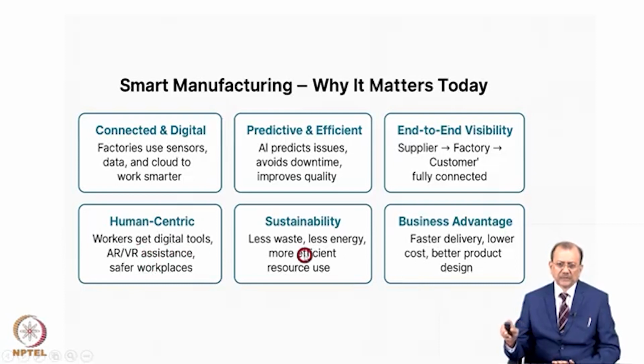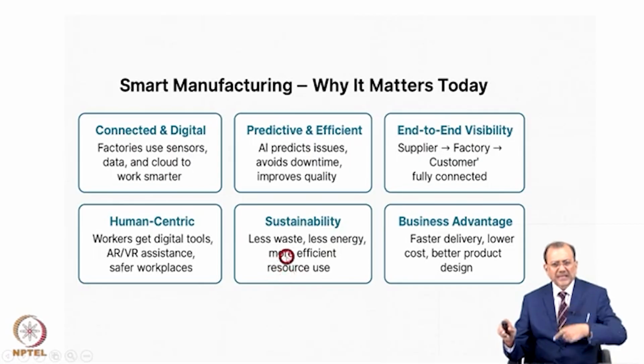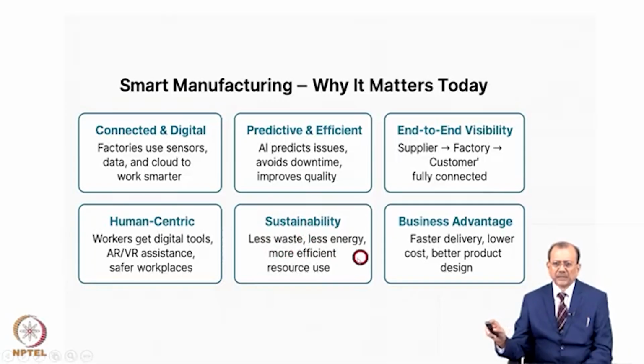in the fourth week. Similarly, sustainability is one of the aspects of smart manufacturing: we should try to minimize waste or recycle waste, use less energy, and use energy which is available in the environment, like solar energy or renewable energy. That's why the word is renewable energy, more efficient resources. And then we should work for the business advantage.